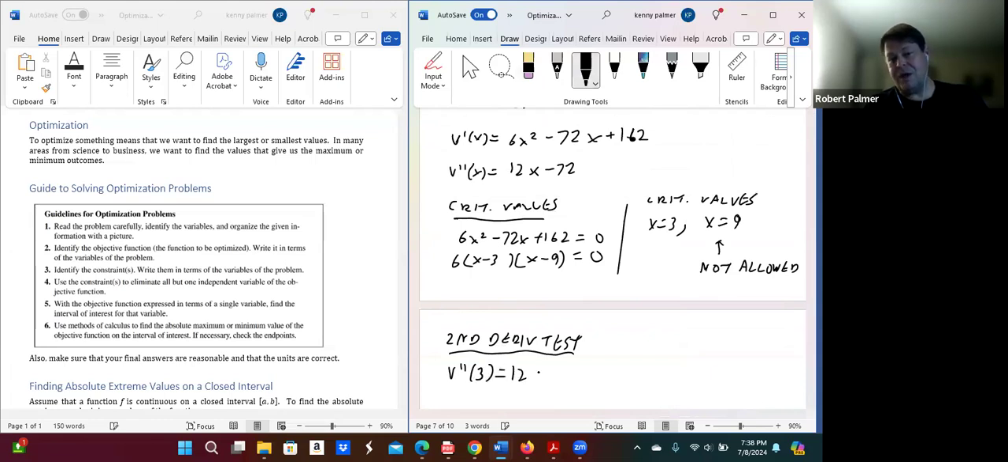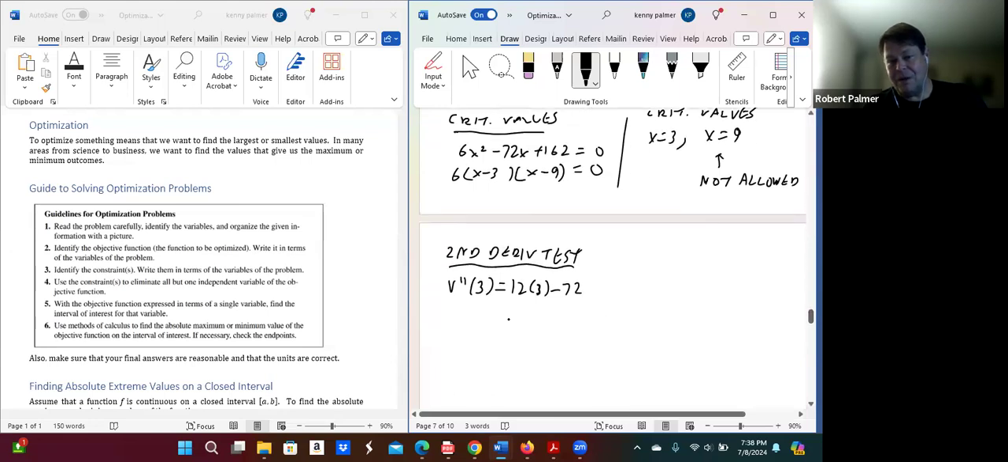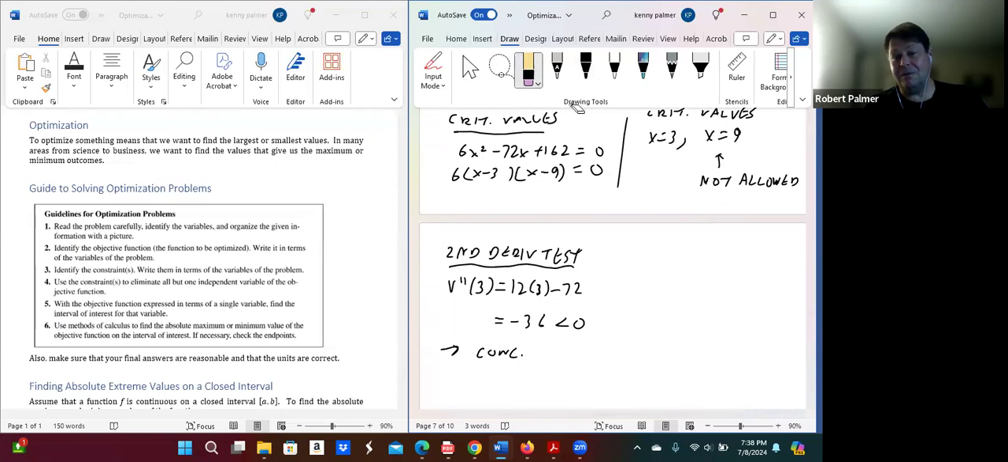So 12 times 3 minus 72, and that is going to be 36 minus 72, which is negative 36, which of course is less than 0. That tells us the function is concave down, or opens down.